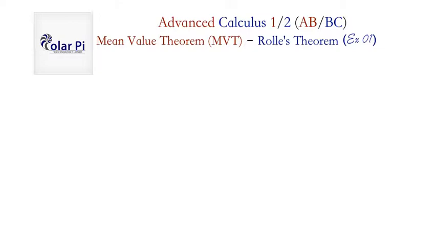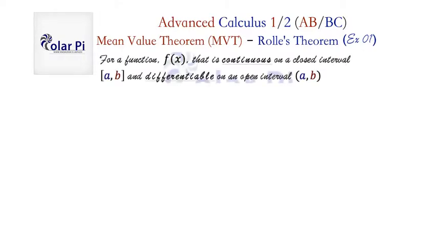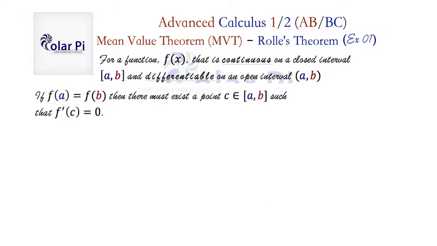But Rolle's theorem has the same hypothesis as the mean value theorem, which is that we have a function f that is continuous on the closed interval [a, b] and differentiable on the open interval (a, b). If that's the case, and we have that f(a) is equal to f(b), then there must exist a c inside the interval (a, b) such that f'(c) is equal to 0. That's what Rolle's theorem says.